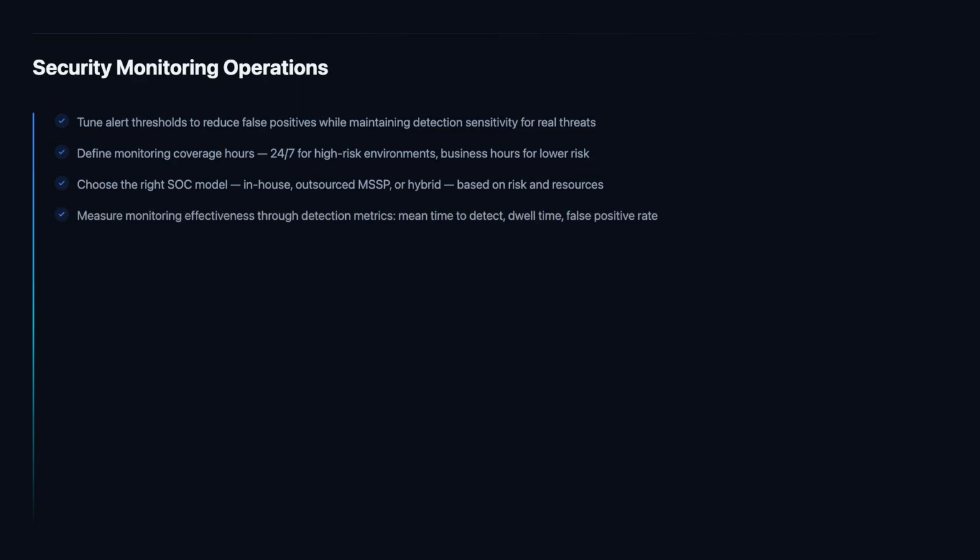Measuring monitoring effectiveness is essential to demonstrating that the monitoring control is working and to identifying improvement opportunities. Key metrics include mean time to detect, the average time between the start of an attack and its detection by the monitoring system; dwell time, the time an attacker remains undetected in the environment after gaining access; false positive rate, the proportion of alerts that do not represent genuine security threats; and mean time to respond, the time between alert generation and analyst response. These metrics should be tracked over time, reported to management, and used to drive continuous improvement in detection capability, analyst efficiency, and tooling effectiveness.